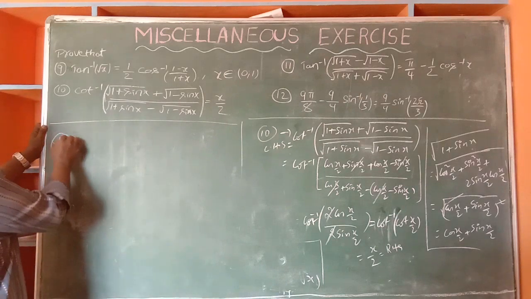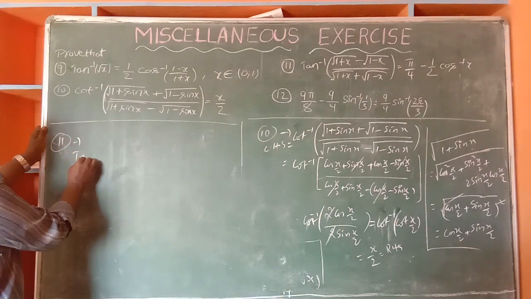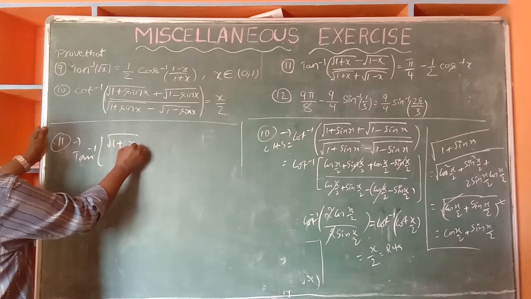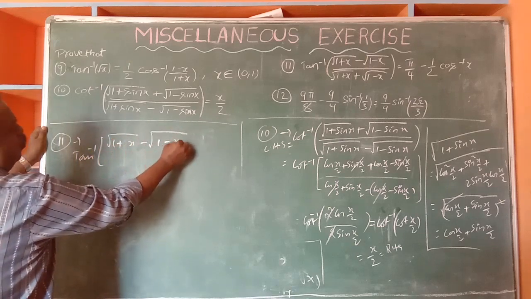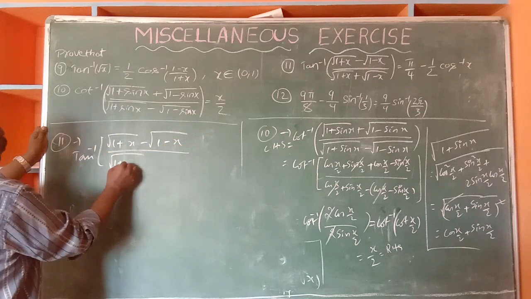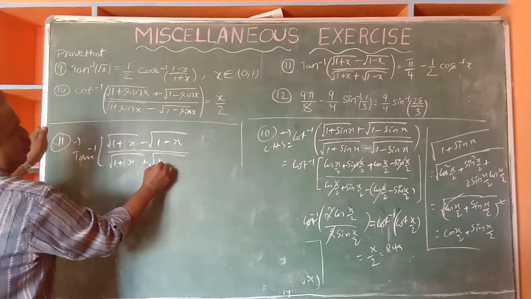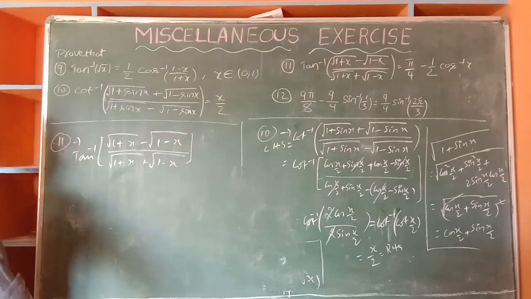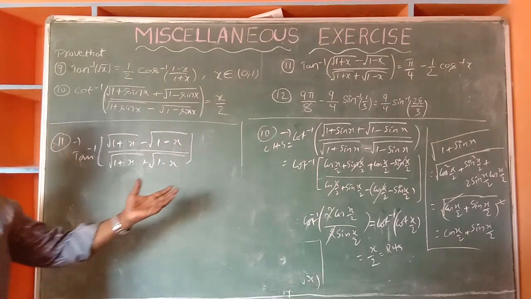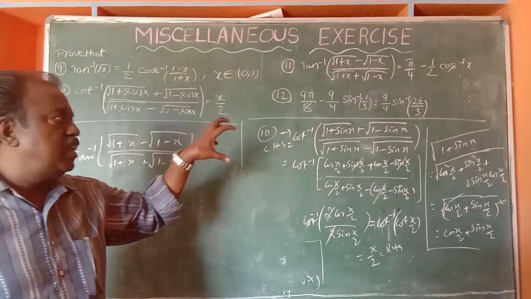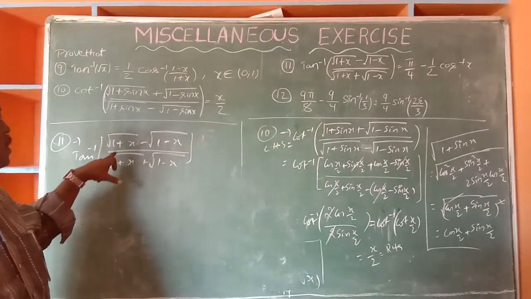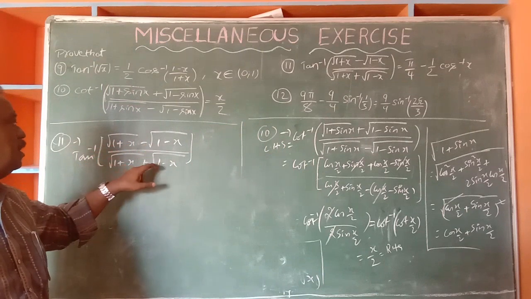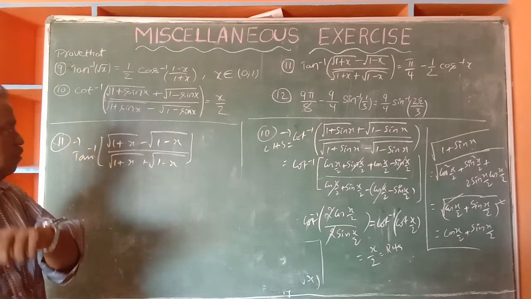The 11th one: it is tan inverse of (root of 1 plus x minus root of 1 minus x) by (root of 1 plus x plus root of 1 minus x). Here the problem is with ratios, but here there is no sine or cos. So we have to assume something.